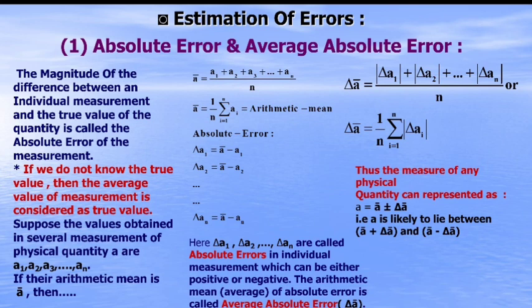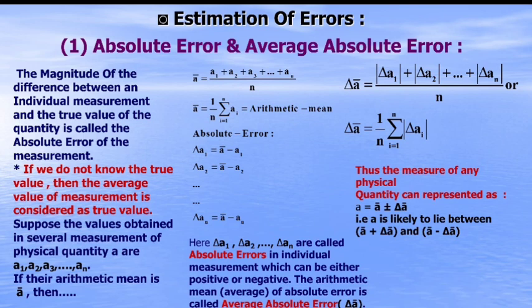What is the mean? If you are taking 5 readings, observations A1, A2, A3, A4, A5, then if you add these 5 readings and divide by the 5 observations, it is known as the mean. So in general, mean is equal to A bar is equal to A1 plus A2 plus A3 plus so on up to An, upon n. It is known as the arithmetic mean A bar.